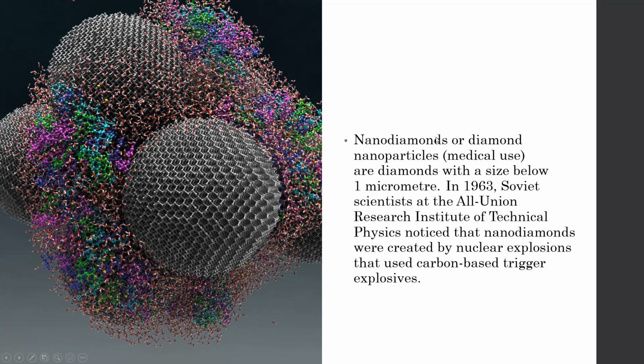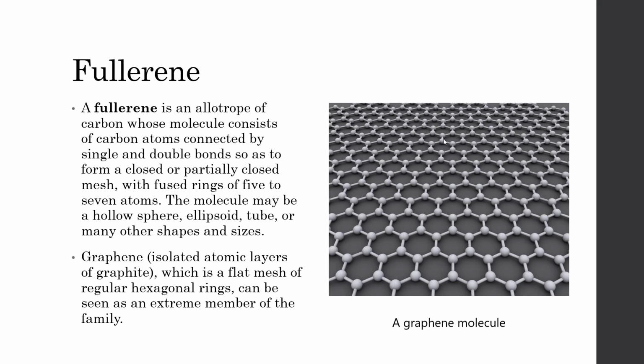And nanodiamonds, or diamond nanoparticles in medical use, are diamonds with a size below 1 micrometer. They were mostly first found in 1963 by Soviet scientists at the All Union Research Institute of Technical Physics. They noticed that nanodiamonds were created by nuclear explosions that used carbon-based trigger explosives. After this, let's take a look at fullerene.